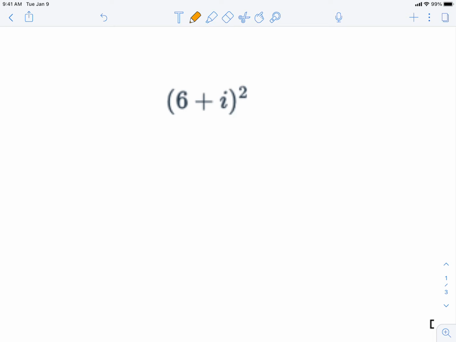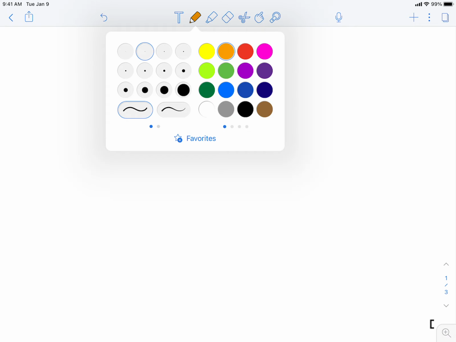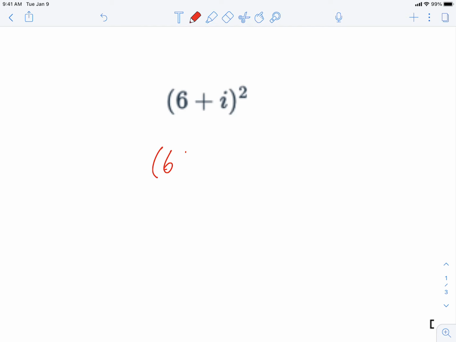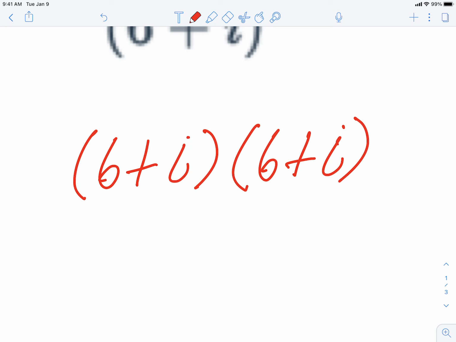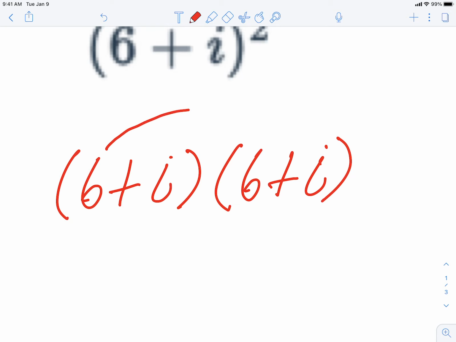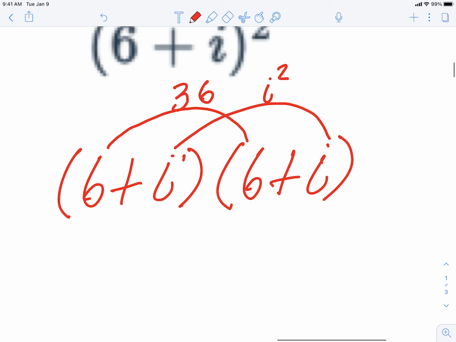All right, 6 plus I to the power of 2. Well, this to a power of 2 means that there's 2 of these sets of parentheses. So I'm going to write 2 of them. 6 plus I and 6 plus I. Well, since I see parentheses back to back, I know that parentheses means multiply. And this means the monkey face. So I'm going to draw the first eyebrow. 6 times 6 is 36. I times I is I squared. Remember, there's an invisible 1 here, an invisible 1 here. And when we multiply, we add the exponents. 1 plus 1 is 2.